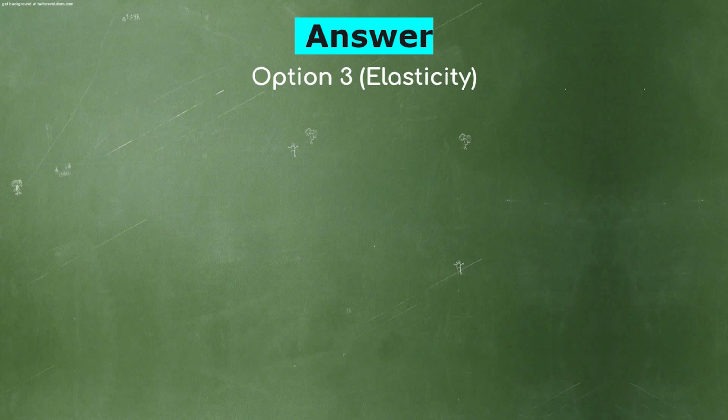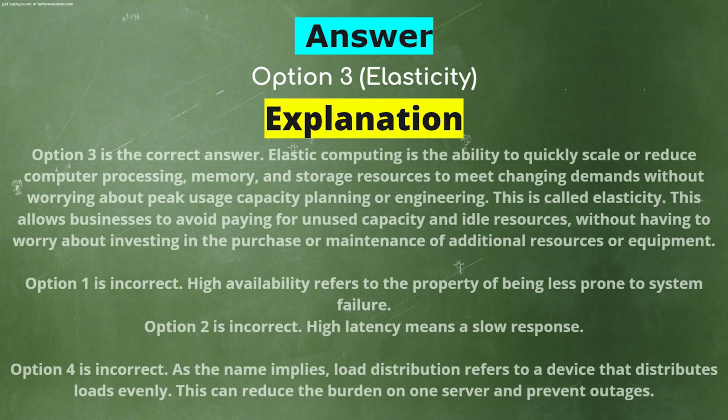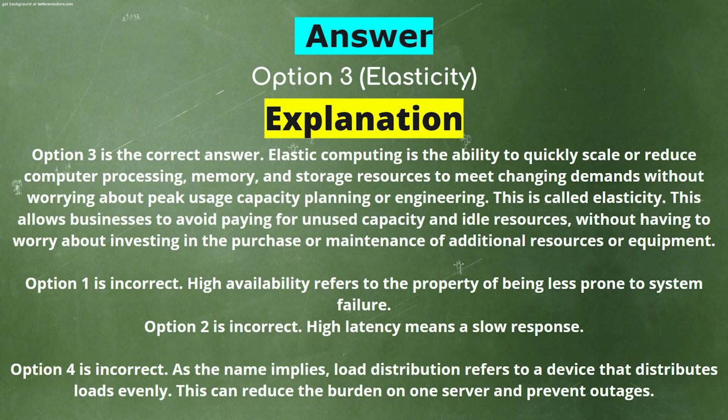Elasticity. Explanation. Option 3 is the correct answer. Elastic computing is the ability to quickly scale or reduce computer processing, memory, and storage resources to meet changing demands without worrying about peak users, capacity planning, or engineering. This is called elasticity. This allows businesses to avoid paying for unused capacity and idle resources without having to worry about investing in the purchase or maintenance of additional resources or equipment.